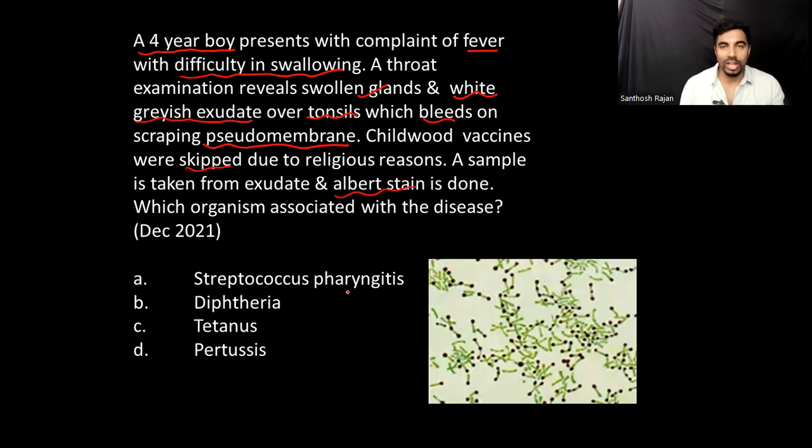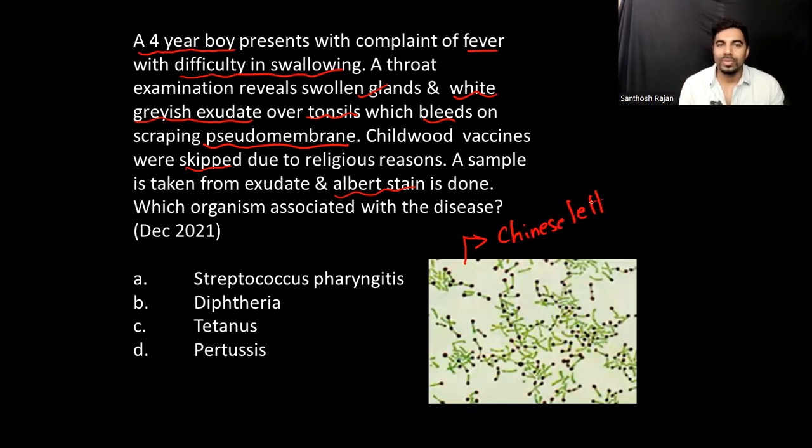So now let's rule out the options. See the Albert stain, I'm going to come to this picture in a while, we'll discuss this first. So you see this picture. When you see green colored bacilli with bluish black metachromatic granules, that is your C. diphtheriae. What do you call this arrangement? Everyone must be knowing by this time. This is called Chinese letter. Exactly, it's called Chinese letter.